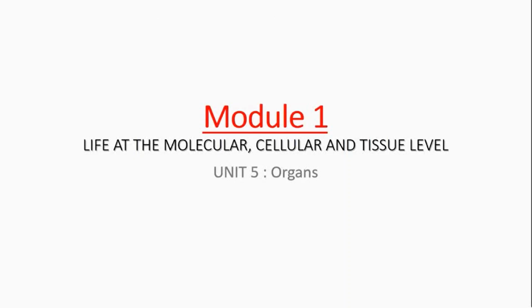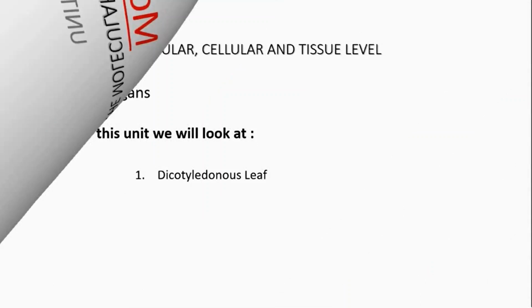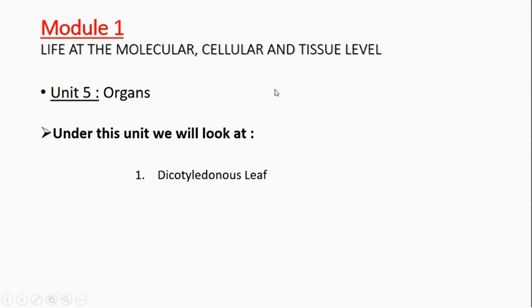We're still in Module 1, looking at life at a molecular, cellular and tissue level. We now move over to Unit 5, Organs. Under organs, we'll only be looking at the dicotyledonous leaf. It's the only organ that we'll be concerned with for now in Grade 10.